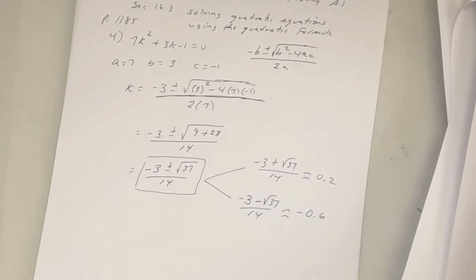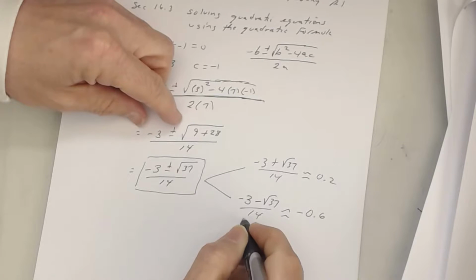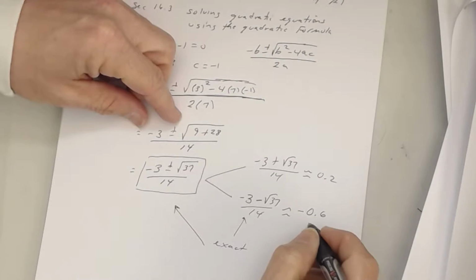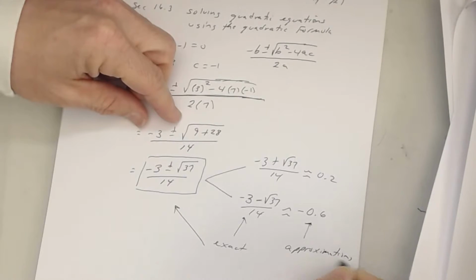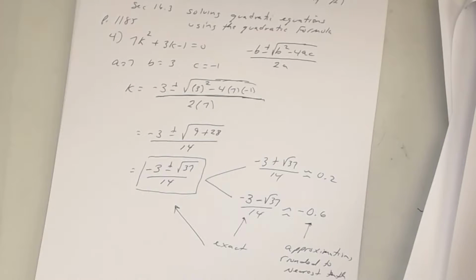So on your worksheet, in this section, you're going to be asked to find the exact answer. So these are your exact answers. And these will be your approximations. Round it to the nearest tenth. Okay? So that was number 4. That's all you have to do, number 4.